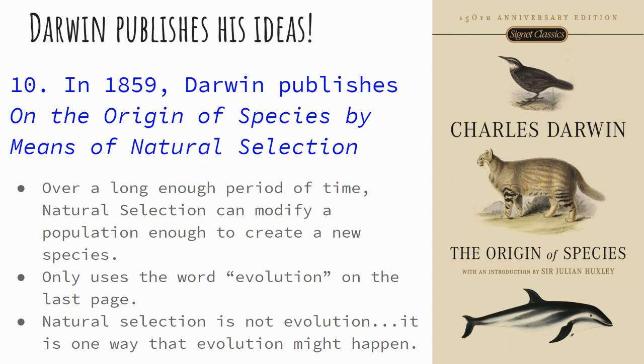So natural selection, we'll talk about more in the next video. That's basically that only the best will survive and reproduce to make the next generation. That is one way that we think that certain species may have evolved, but it's not the only way that it might happen. So that's Darwin's big ideas.